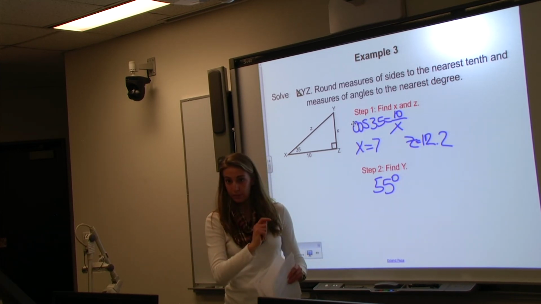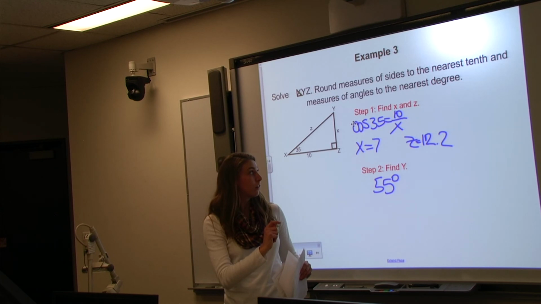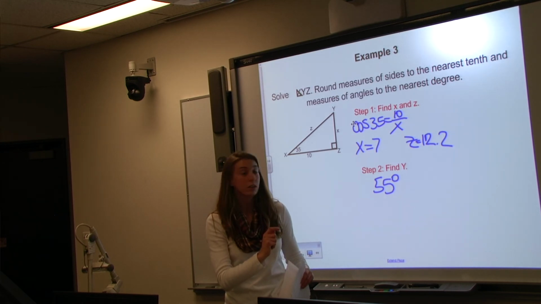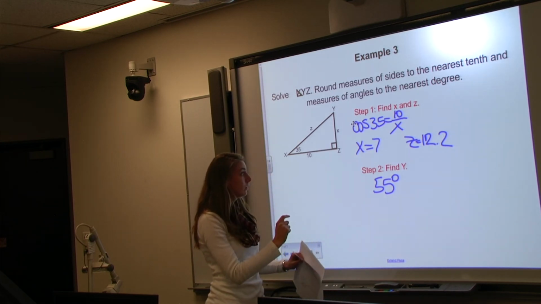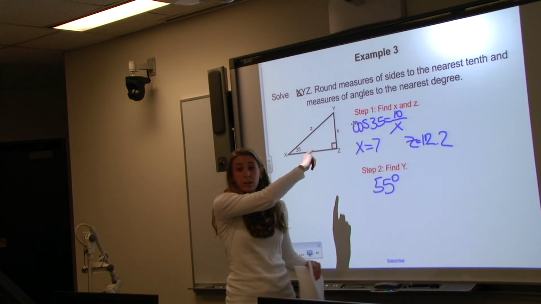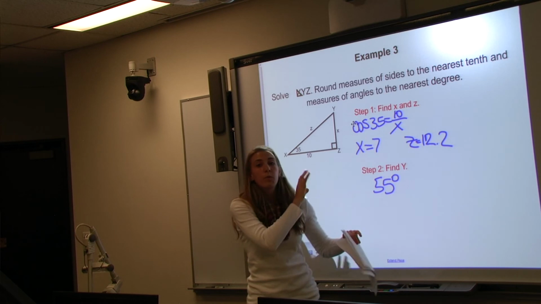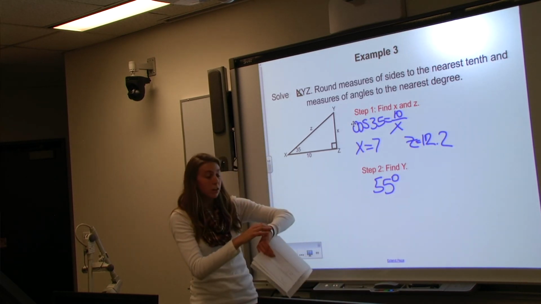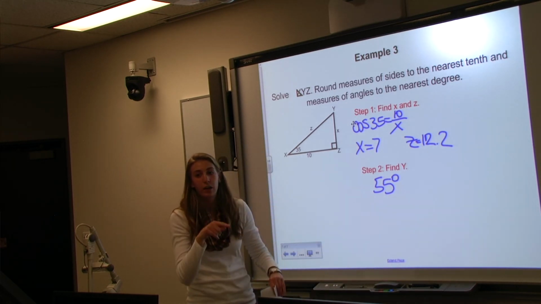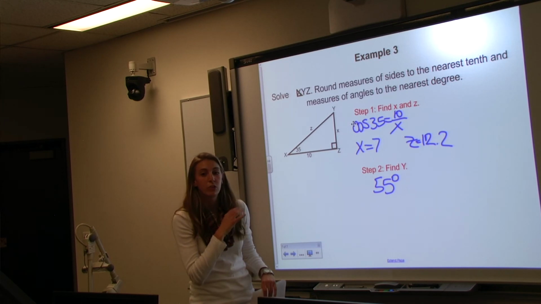How do you find this using the calculator? How do you find x equal to 7 and z equal to 12.2? So, in the calculator, okay, you have used a calculator, right? Yes, I use this, and we're going to do more like this tomorrow. With the short periods today, we're going through this quickly.